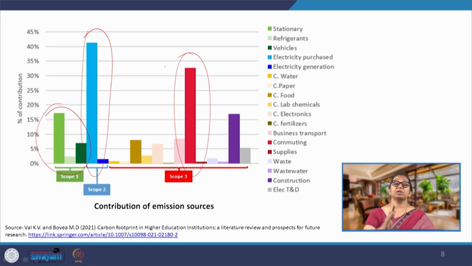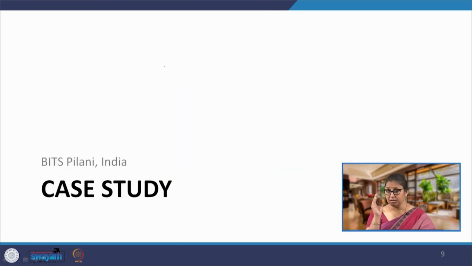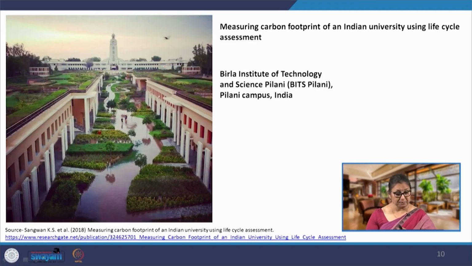So, transport and buildings are the two major emission sources for campuses, is what we have to understand. Plus, of course, processes a lot of times are beyond our control. Now, looking quickly at one of the case studies of BITS Pilani from India. So, this institute has been striving to turn itself green.